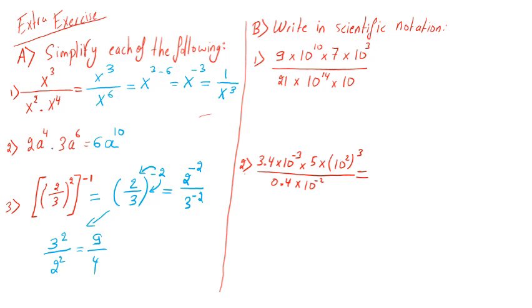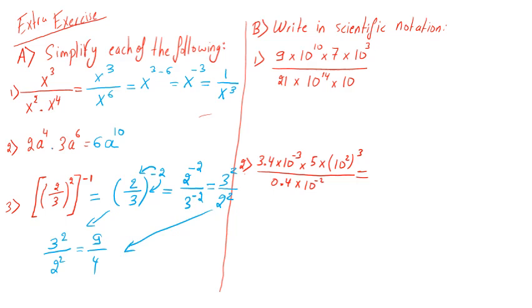And if we use this way, now we move the numerator to the denominator to have a positive exponent and the denominator to the numerator to have a positive exponent. 2 power minus 2 becomes 2 power 2. 3 power minus 2 becomes 3 power 2, and we get the same answer.